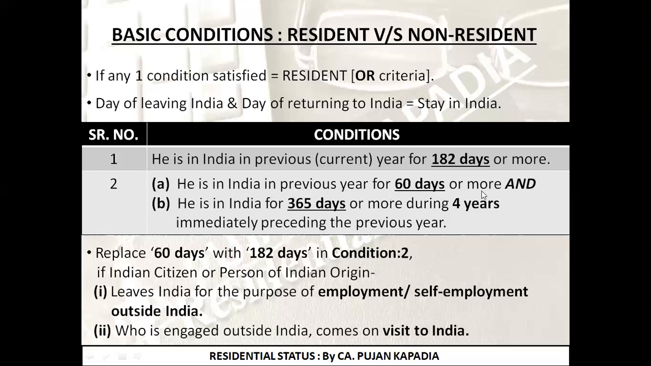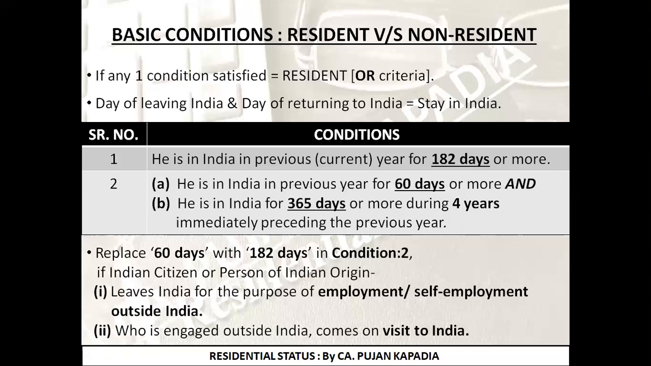So what is the first criteria of the second condition? The assessee should be in India in my previous year, that is in my current year, for at least 60 days. If he is here for 60 days or more, then my A part is going to be fulfilled. I hope you are clear. So in the first condition, I was checking his stay in India in the current year for 182 days. Now I'm checking his stay in India for 60 days for the current year. But additionally, I also need to consider the B point.